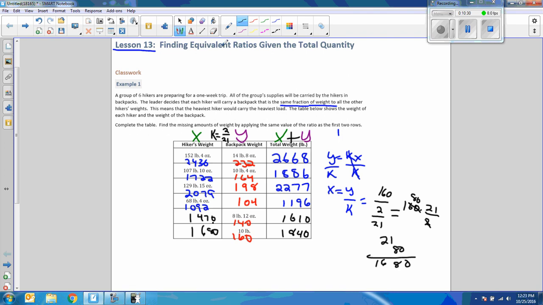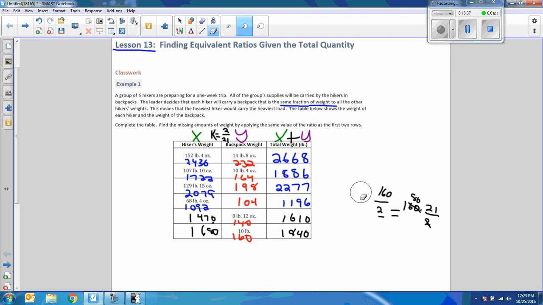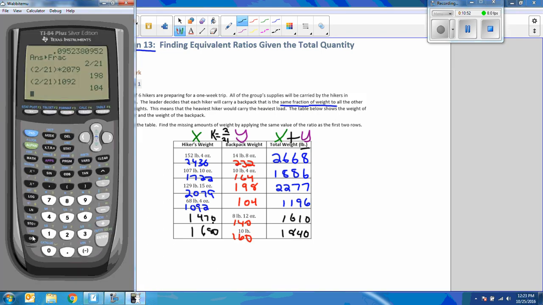Now what we need to do is convert it to what the table says to do. It says total weight in pounds. So now I need to take that 2,668 and divide it by 16, because that's how many ounces are in a pound. These are ounces. 2,668 ounces divided by 12 equals 222 1/3.